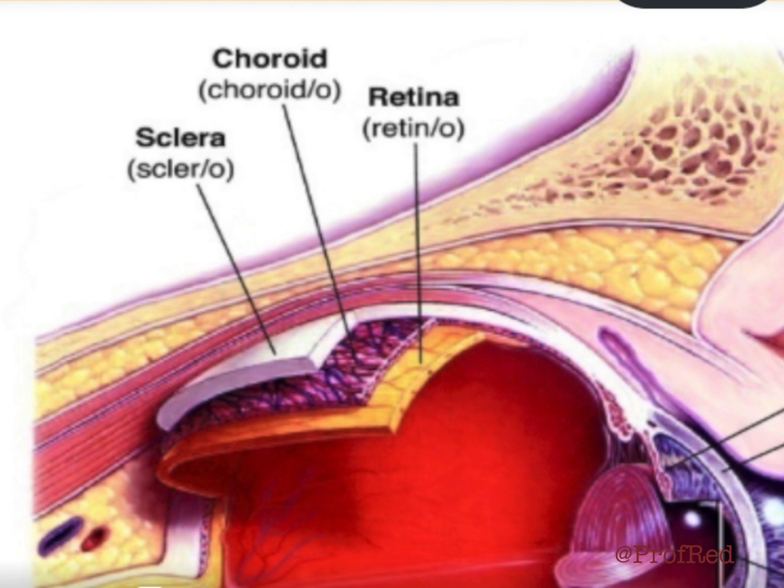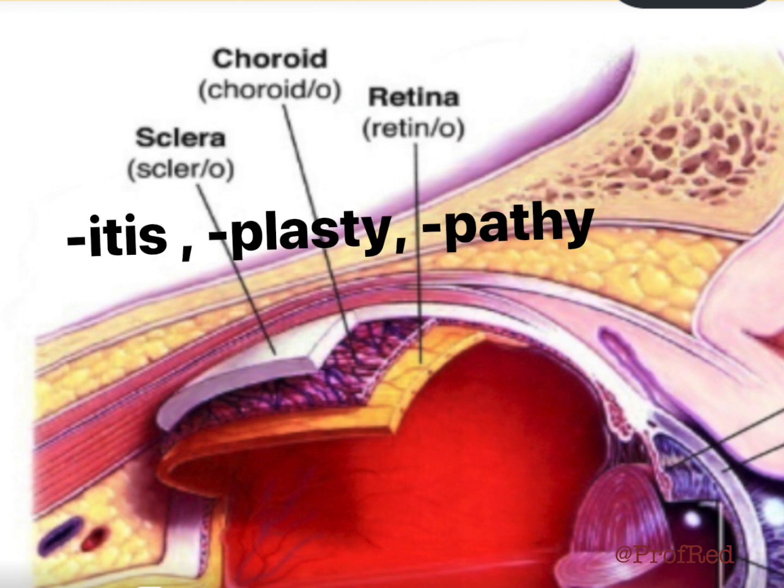So to just give you a few examples, we're going to start with very easy suffixes. Itis, inflammation. So scleritis is inflammation of the sclera of the eye. And if it's choroido, let's say choroidoplasty, that would be repair of the choroid. And then let's give another easy suffix for retino. How about pathy? Retinopathy. Pathy means disease of, so retinopathy is disease of the retina.